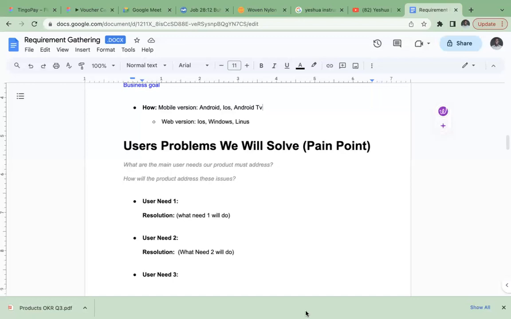Sorry, there's information for me on WhatsApp. Let me just reply from my company. Just give me a few minutes. Please tell me what you are seeing on the screen. User problems will solve the pain point. Okay, that's fine. I'm trying to navigate between applications so I don't interrupt.